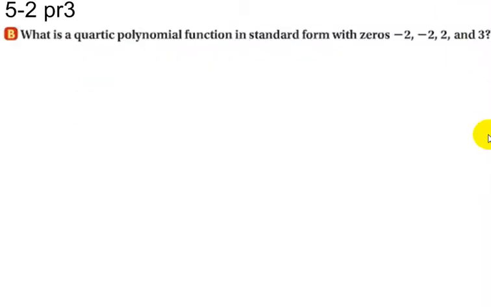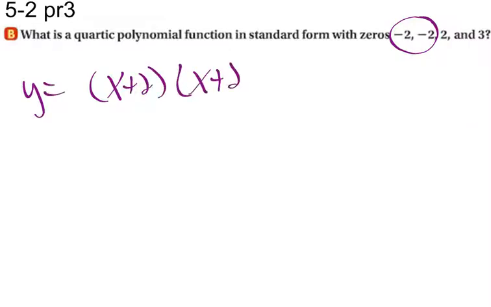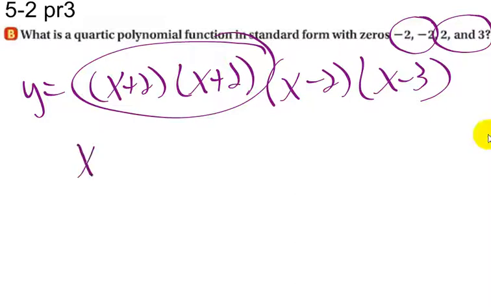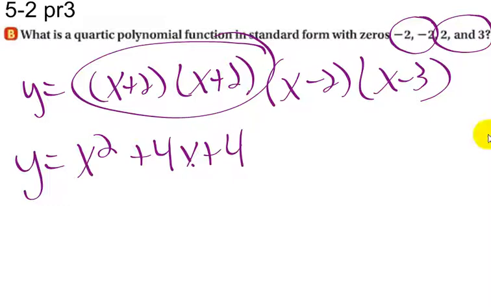Okay, this one you'd work very much in the same way. So notice that you've got two -2's, so that's going to come from y equals x plus 2 times x plus 2, and then our 2 and our 3 would be x minus 2 times x minus 3. Okay, and now we know those squares are going to be x squared plus 4x plus 4, and this is going to be x squared minus 5x plus 6.